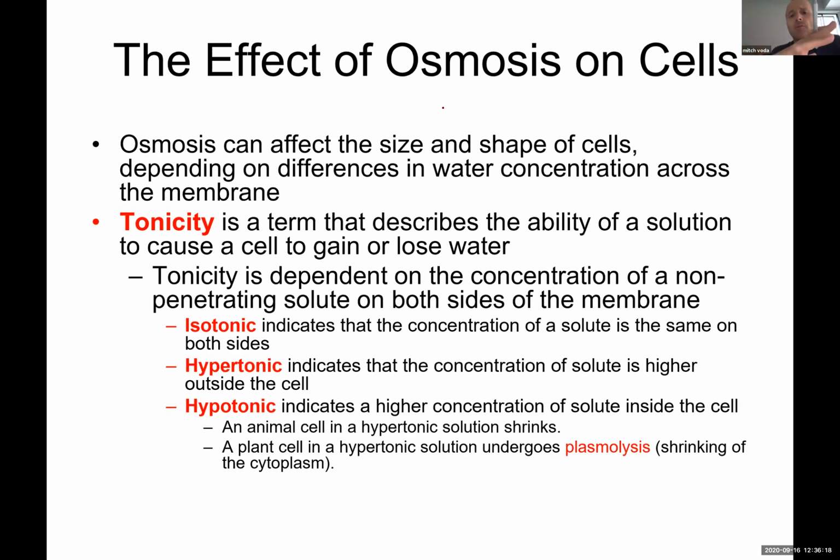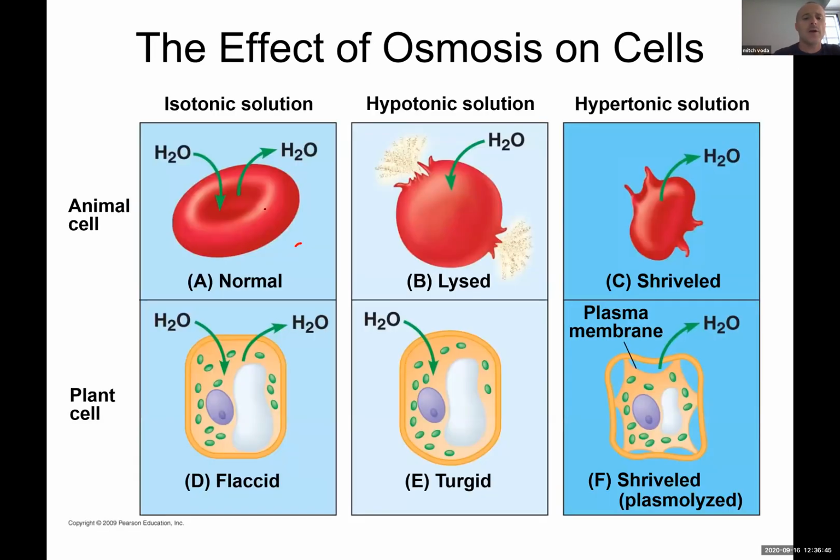Now, we use specific names when we look at osmosis and cells. The term used is tonicity. Tonicity is the ability of a solution to cause a cell to gain or lose water. Now, when we have an isotonic solution, the concentration outside and inside is the same.